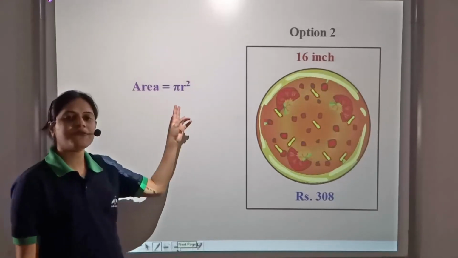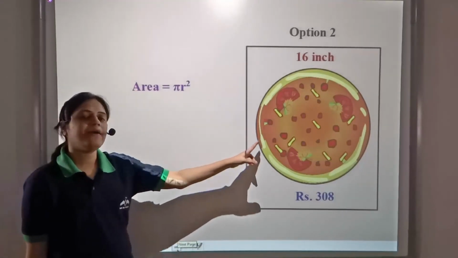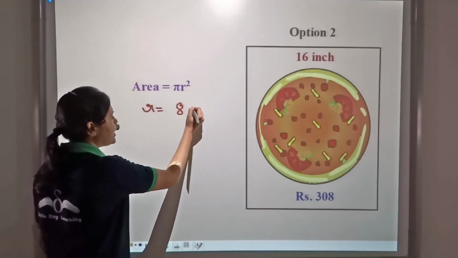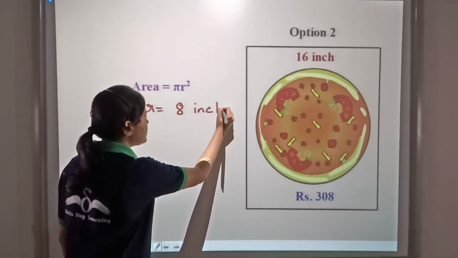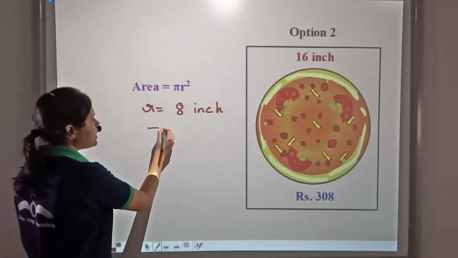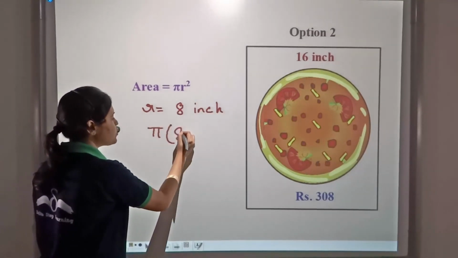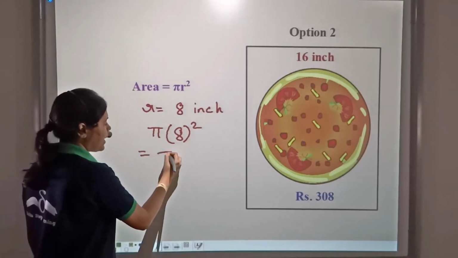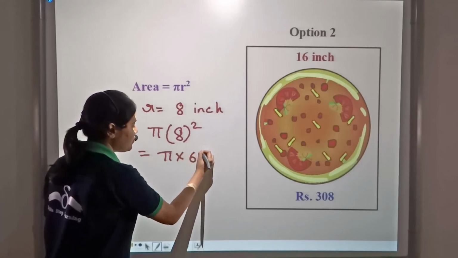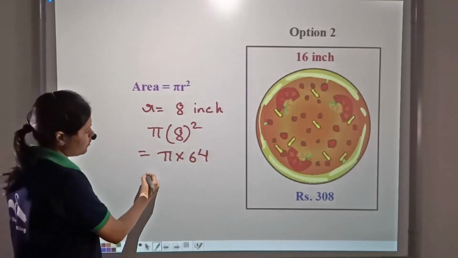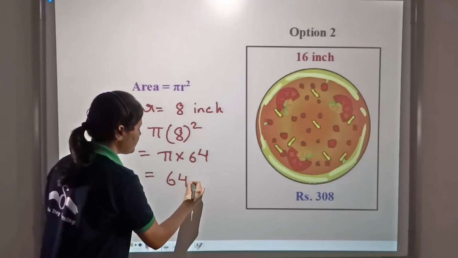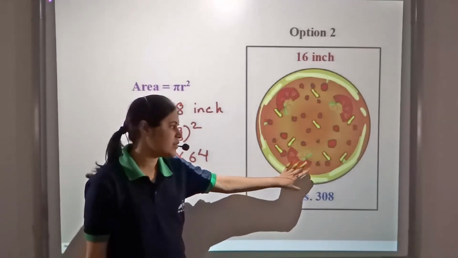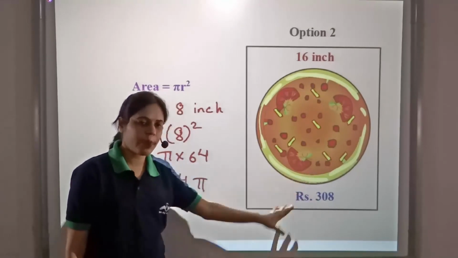Now let us find the area which they get in option 2. So again, area is pi r square. The diameter is 16-inch. So the radius will be equal to 8-inch. Area is pi into 8 square, which is equal to pi into 64, which is equal to 64 pi. So the amount of pizza which they get in option 2 is 64 pi.